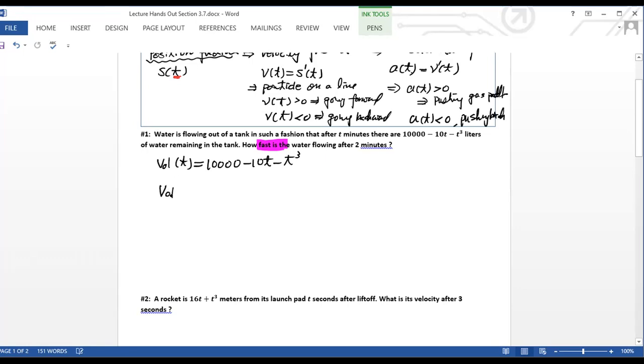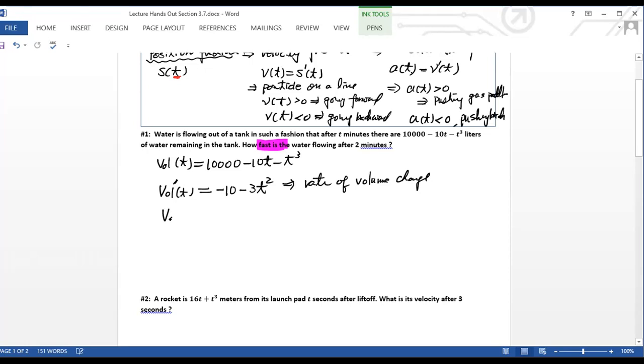So what I do here, I take the derivative of the volume. When I take the derivative, the constant disappears. So I have negative 10, then negative 3t squared. This is the rate of what? Of the volume change. That means how fast it is flowing out.